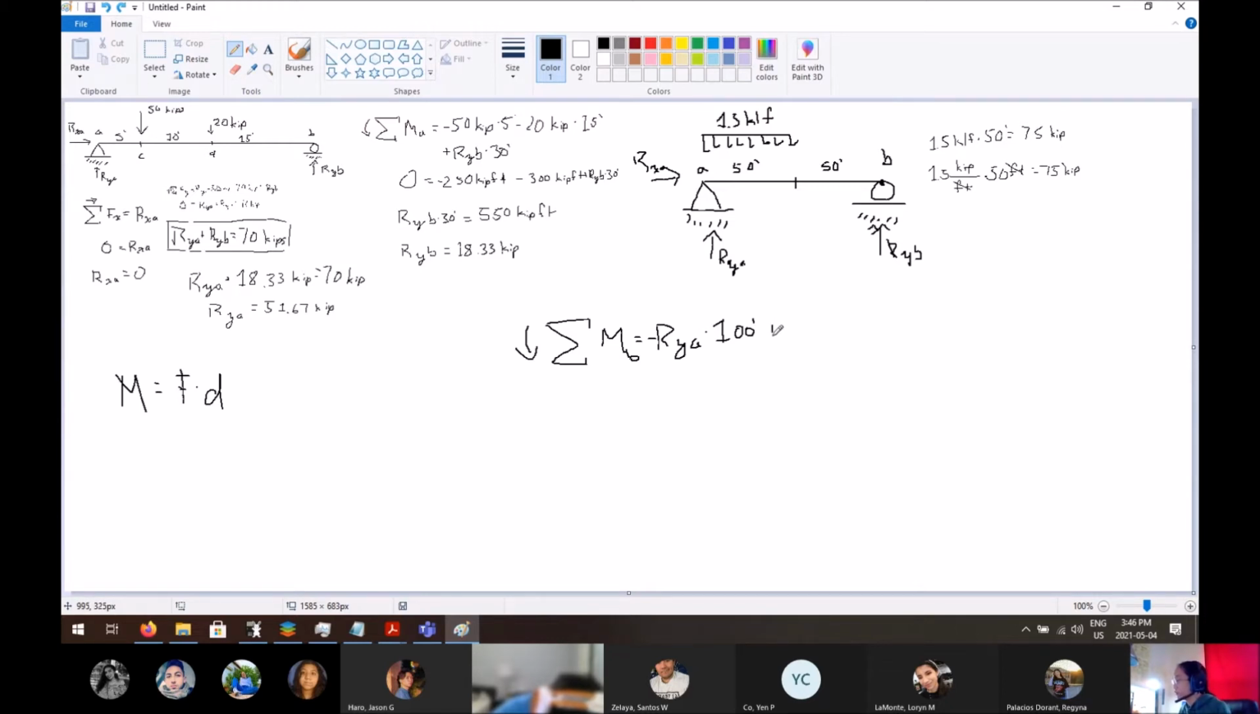So we're just gonna do that right now, right? So we're just gonna have the 1.5 klf, multiply it by the 50 feet, right? Because that's how far it spans. But remember, summation of moments. When we're taking summation of moments, all your variables have to be moments.